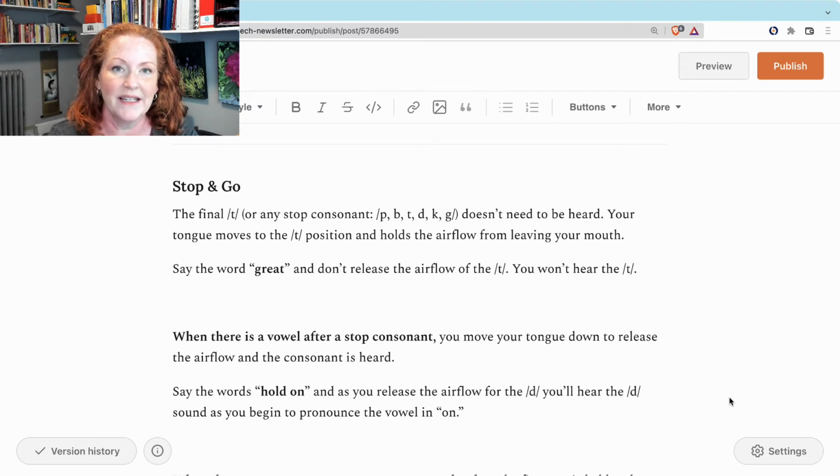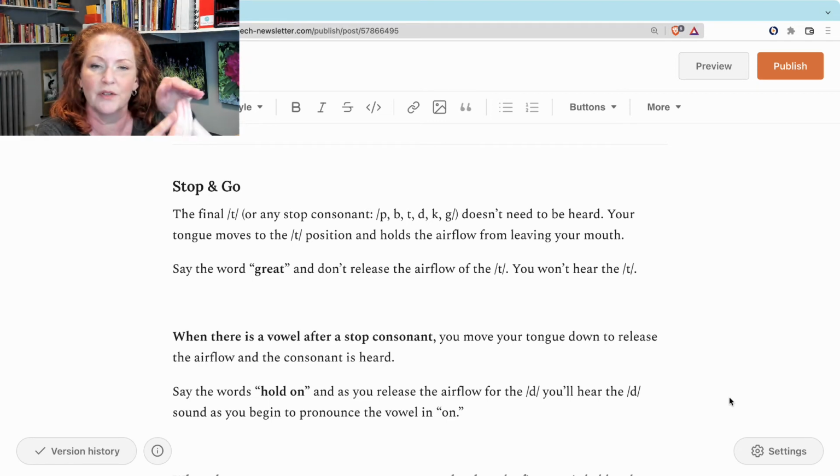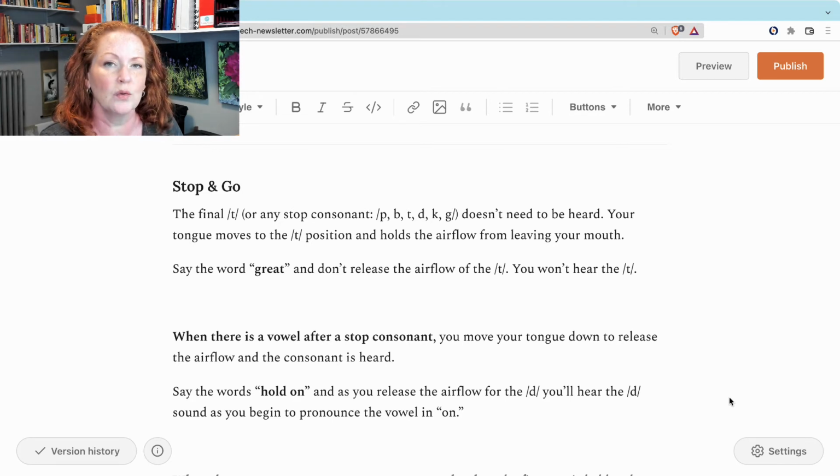When you say great, it's there. Great. That's it. You don't have to say great. When there's a vowel after that stop consonant, then you will hear it connect because you are going to release it. The next example I have is hold on. If I said hold by itself, hold. If I say hold on, hold on. The D releases the air, and then you hear the D sound as I get ready to make the O.